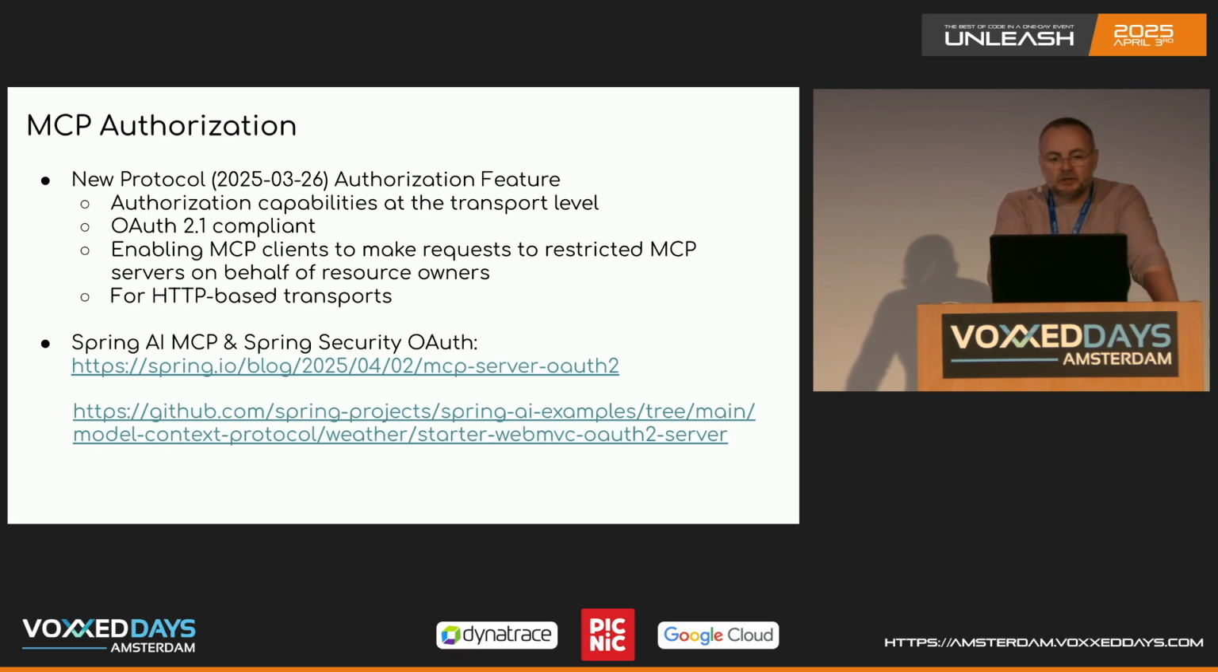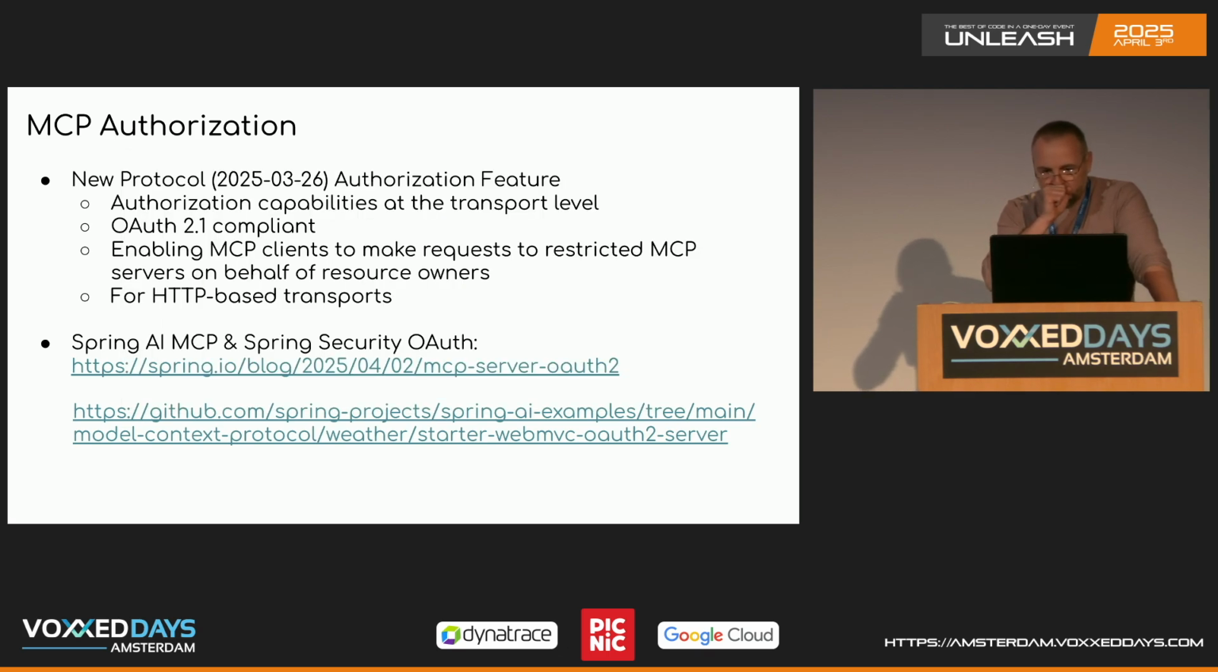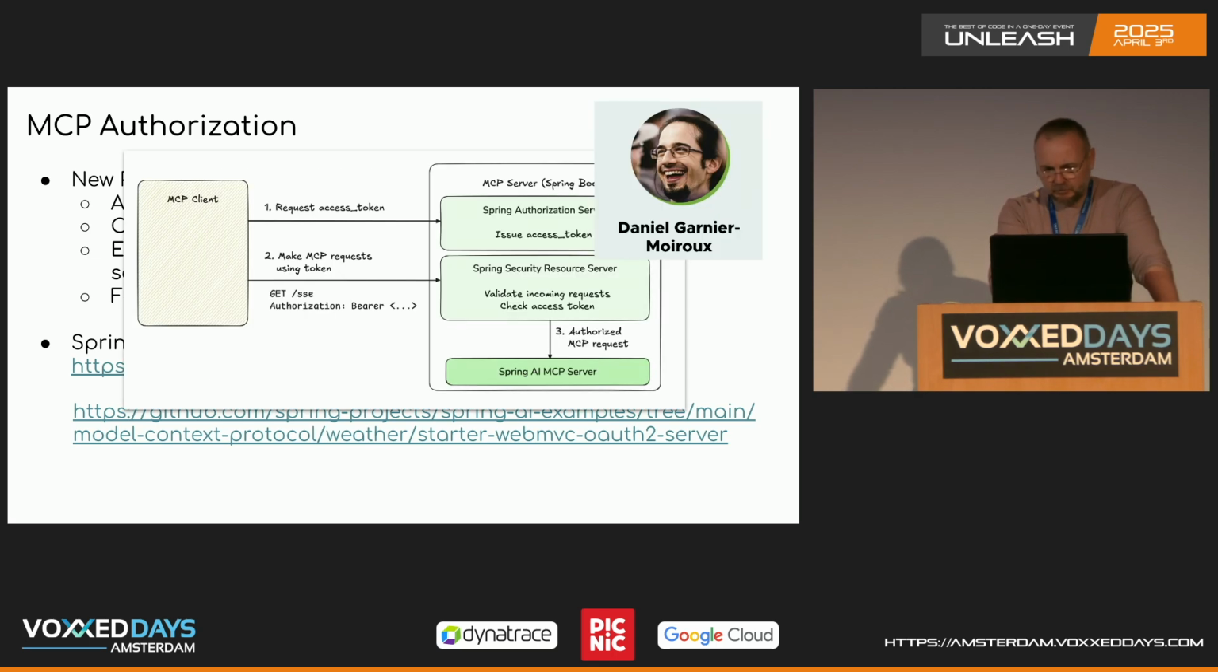Authorization: the new specification that was released on the 26th of March actually comes with authorization capabilities. It's based on OAuth 2.1, and Daniel Garnier actually yesterday published a blog, dated the 2nd of April, about how you can secure this with the Spring integration. So it is work in progress. There is some criticism in general. I advise you to read the blog, and there is a related example that's using a very similar MCP weather example, I believe, under the hood to secure it with OAuth.